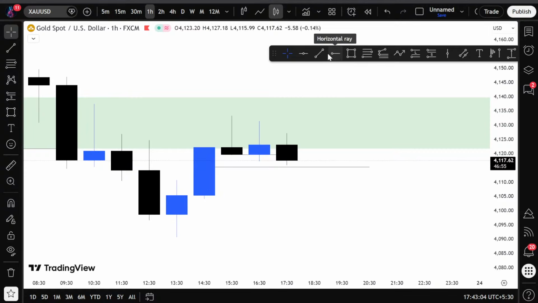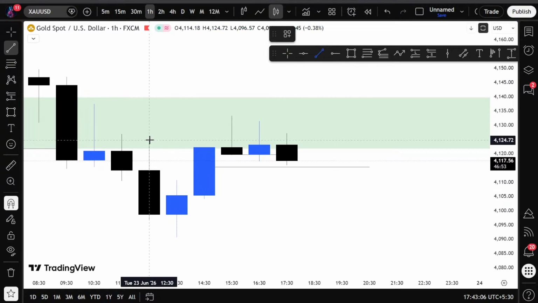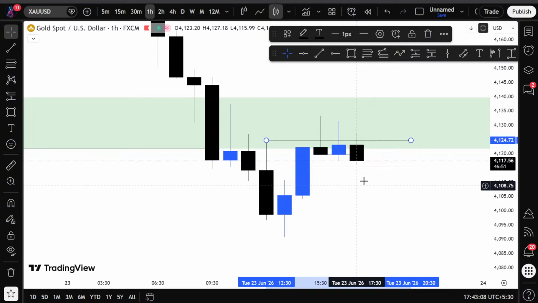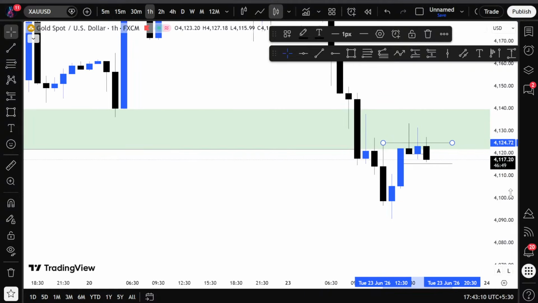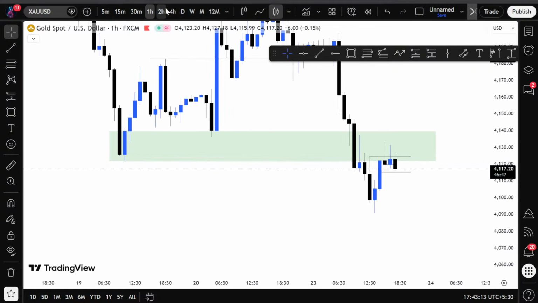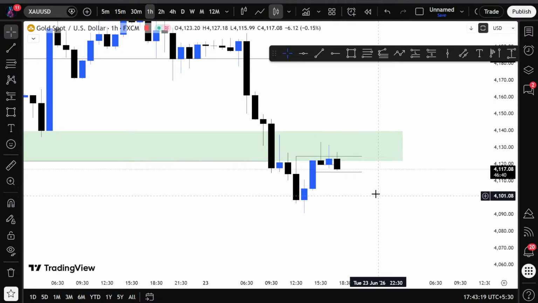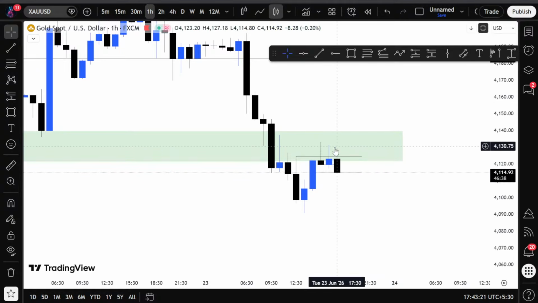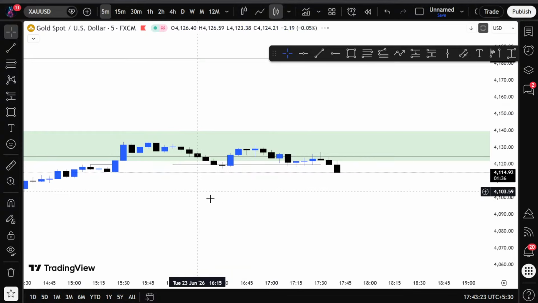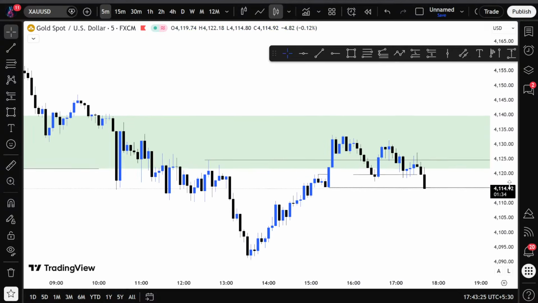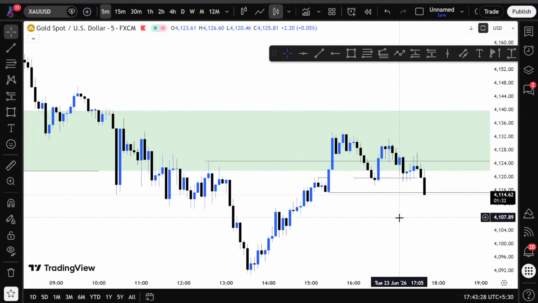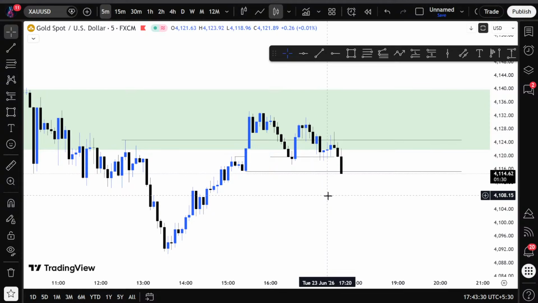Even a single 1 hour candle close above this high will be very much bad for short. 4 hour is still holding this low. It is just a liquidity sweep. So 1 hour close above this will be bad. Before that, if we get 5-minute change of character, we can short it with a small stop loss.